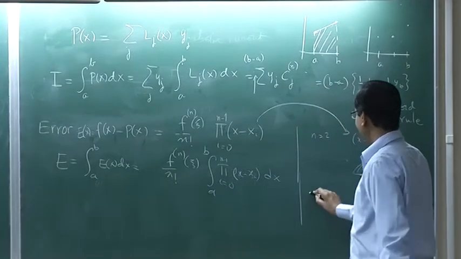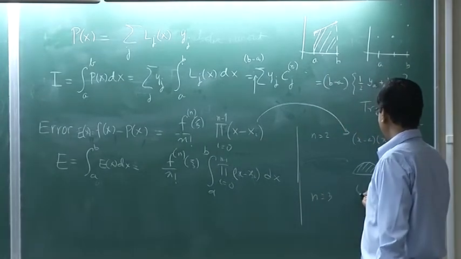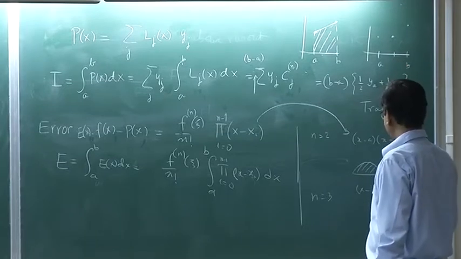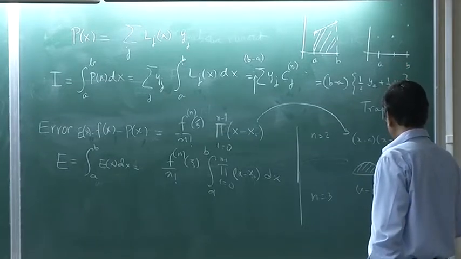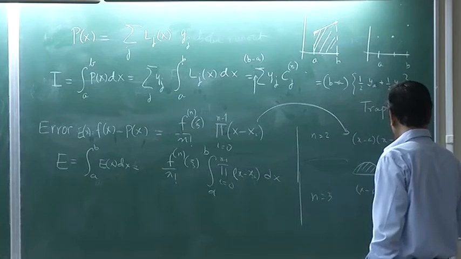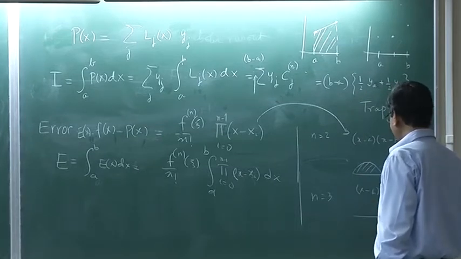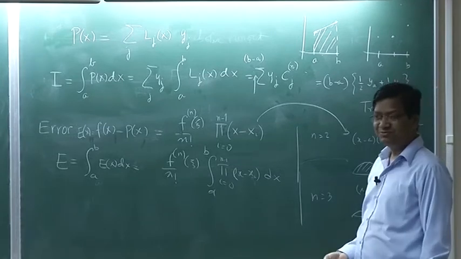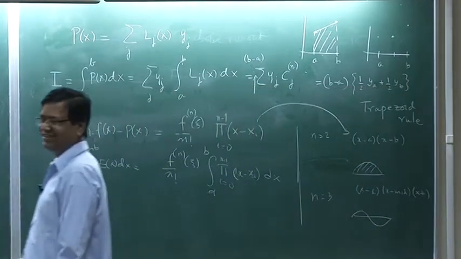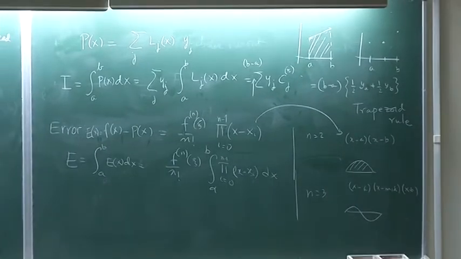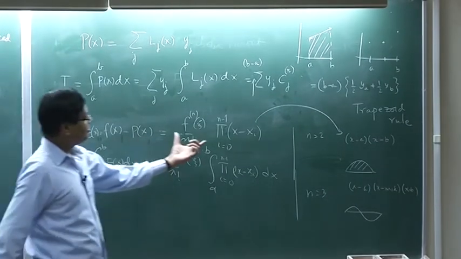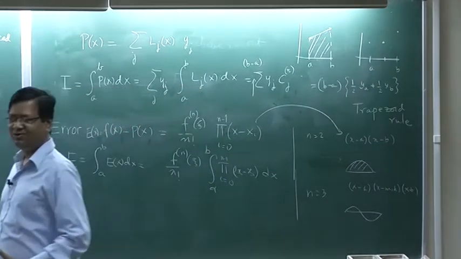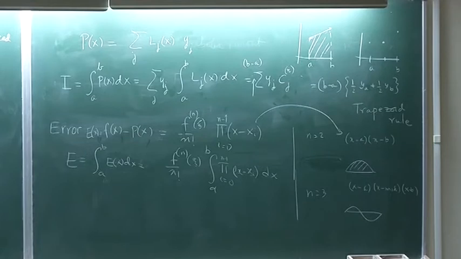But for n equal to 3, in fact this is the midpoint. So x minus a, x minus mid, x minus b. This will have behavior like this, and it turns out the integral becomes 0, which is good actually. Why is it good? Yeah, so my error at that order is 0, but I can't say my error is 0. I have to go to higher order. So error is higher order.